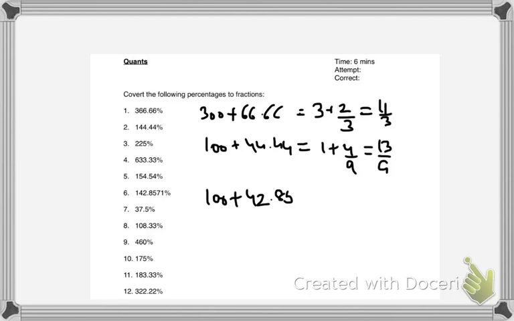Now we come to the third question, that is your 142.8571. So you break it into 100 and 42.8571. Now this 100 will give you 1, and this 42.8571 is equivalent to 3 by 7 in terms of fractions. So this will become your 10 by 7 in terms of fractions.